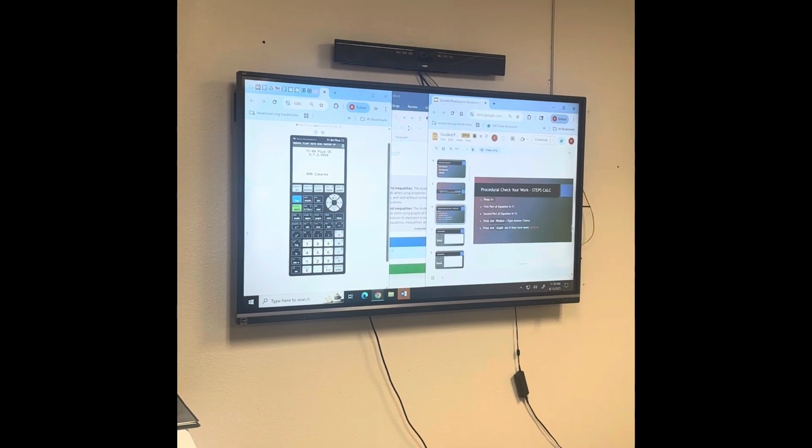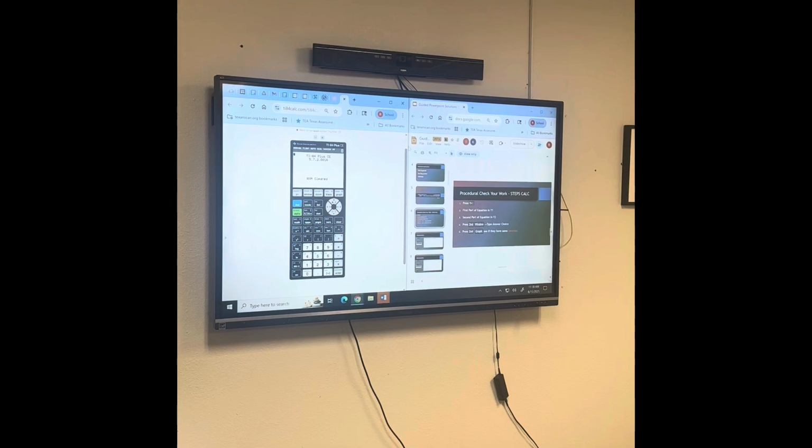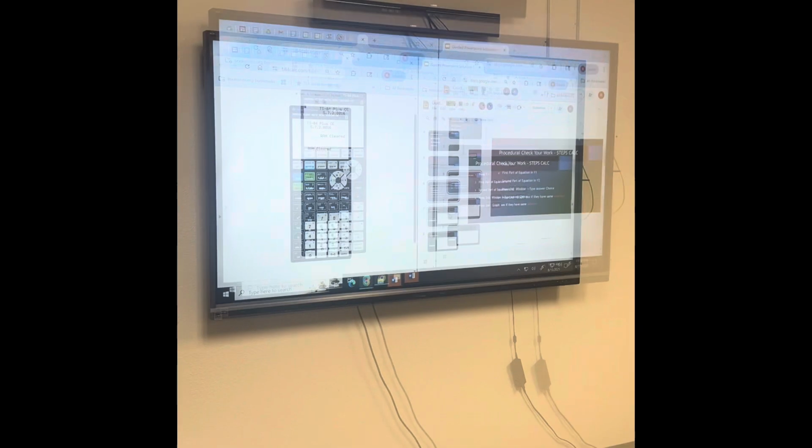Your computer's not doing it. You kind of got that outdated one. You need to upgrade.